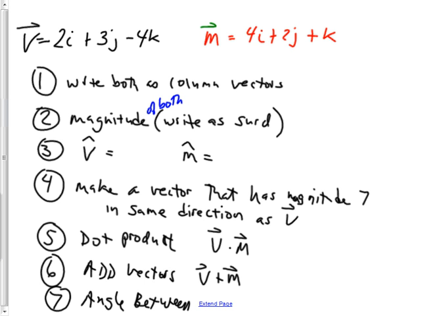Number 5, the dot product, v dot m. You're not multiplying the two vectors, you're doing the dot product. It's different. And number 6, you're adding the vectors. As simple as that. Don't overthink that one. I just wanted to remind you of something from the first day. And number 7, what's the angle between those two vectors? Okay, take your time, do a quality job.